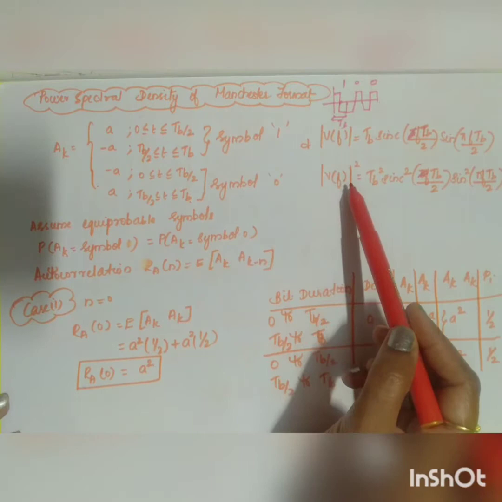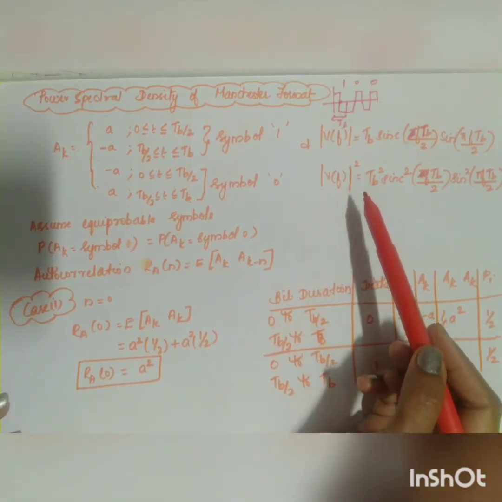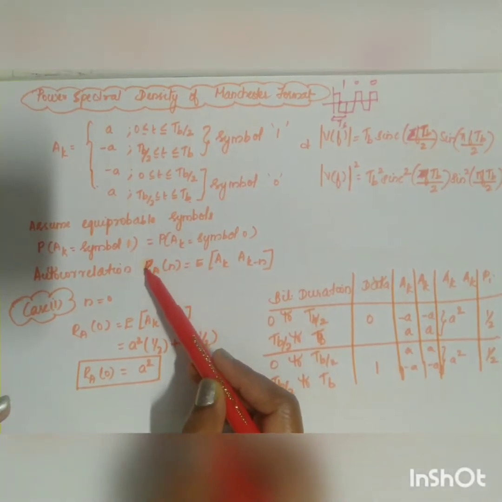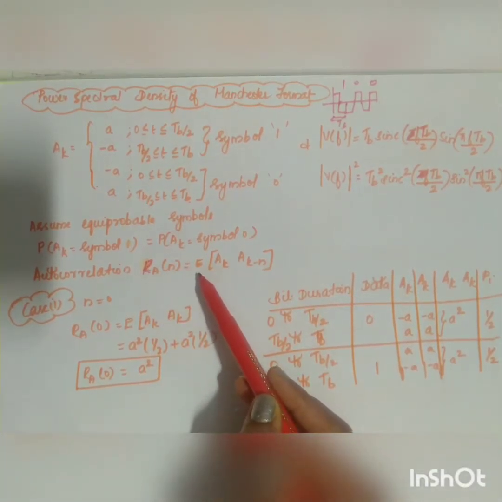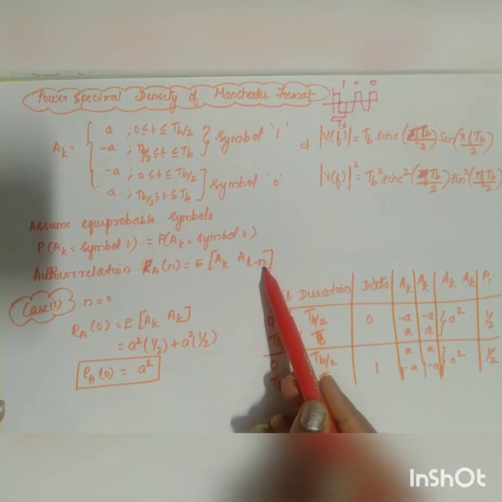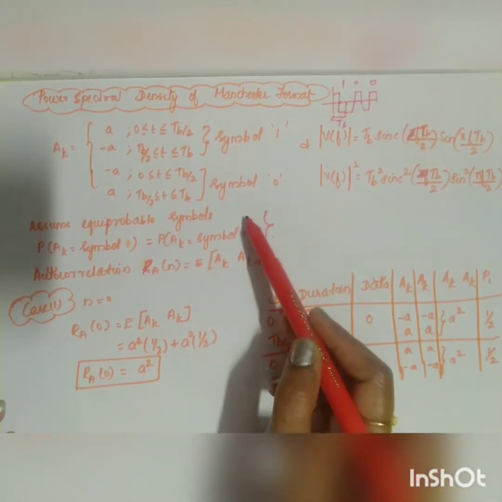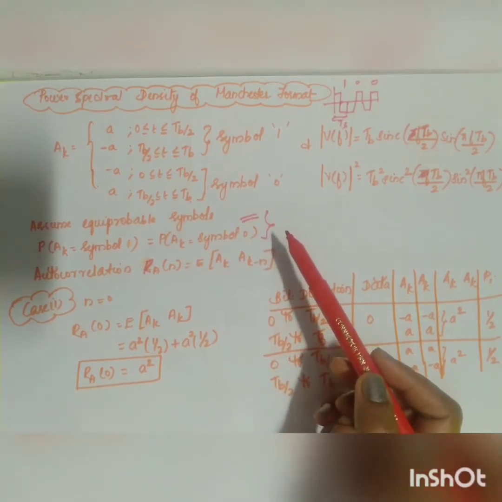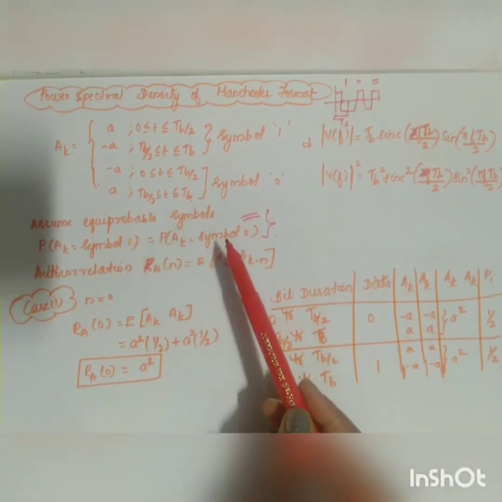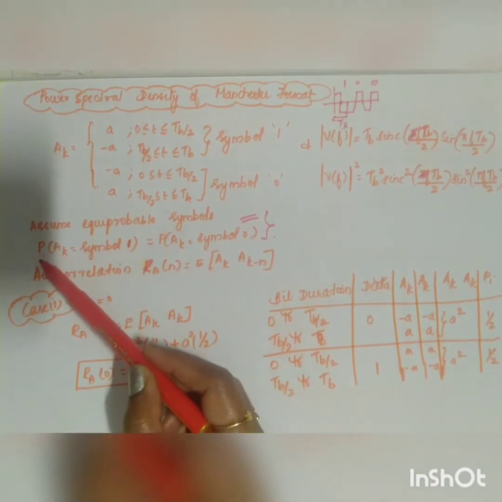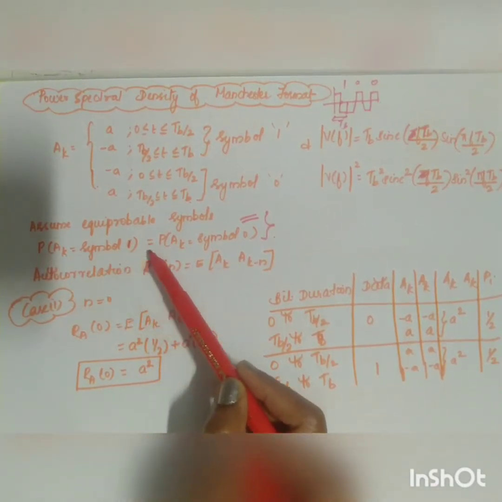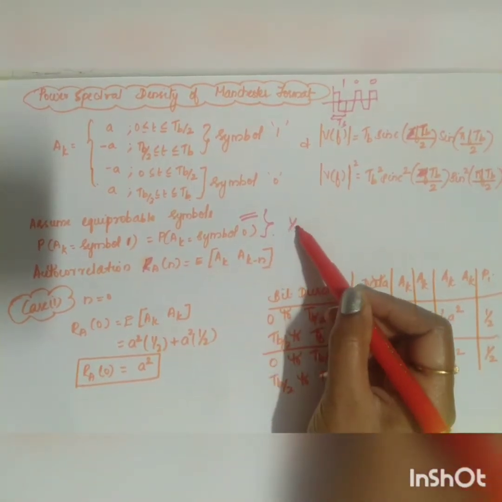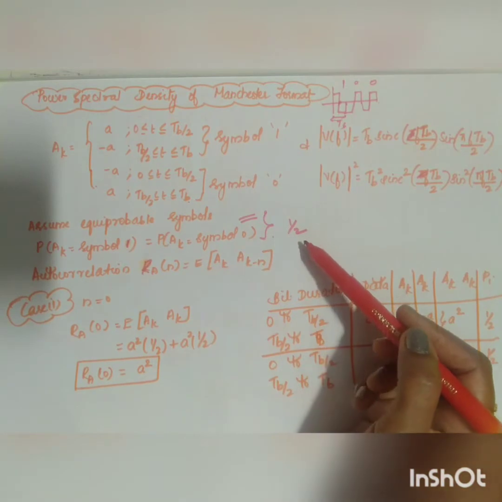Now you have got V of F. What is your next step? The second step is to find out your autocorrelation function. So you know that in general the autocorrelation function RA of n is equal to the expectation of AK into AK minus n. What are you going to assume? You are going to assume that the symbols occur with equal probability. That is, the probability of AK equal to symbol 1 is equal to the probability of AK equal to symbol 0, so each will be equal to 1 by 2.